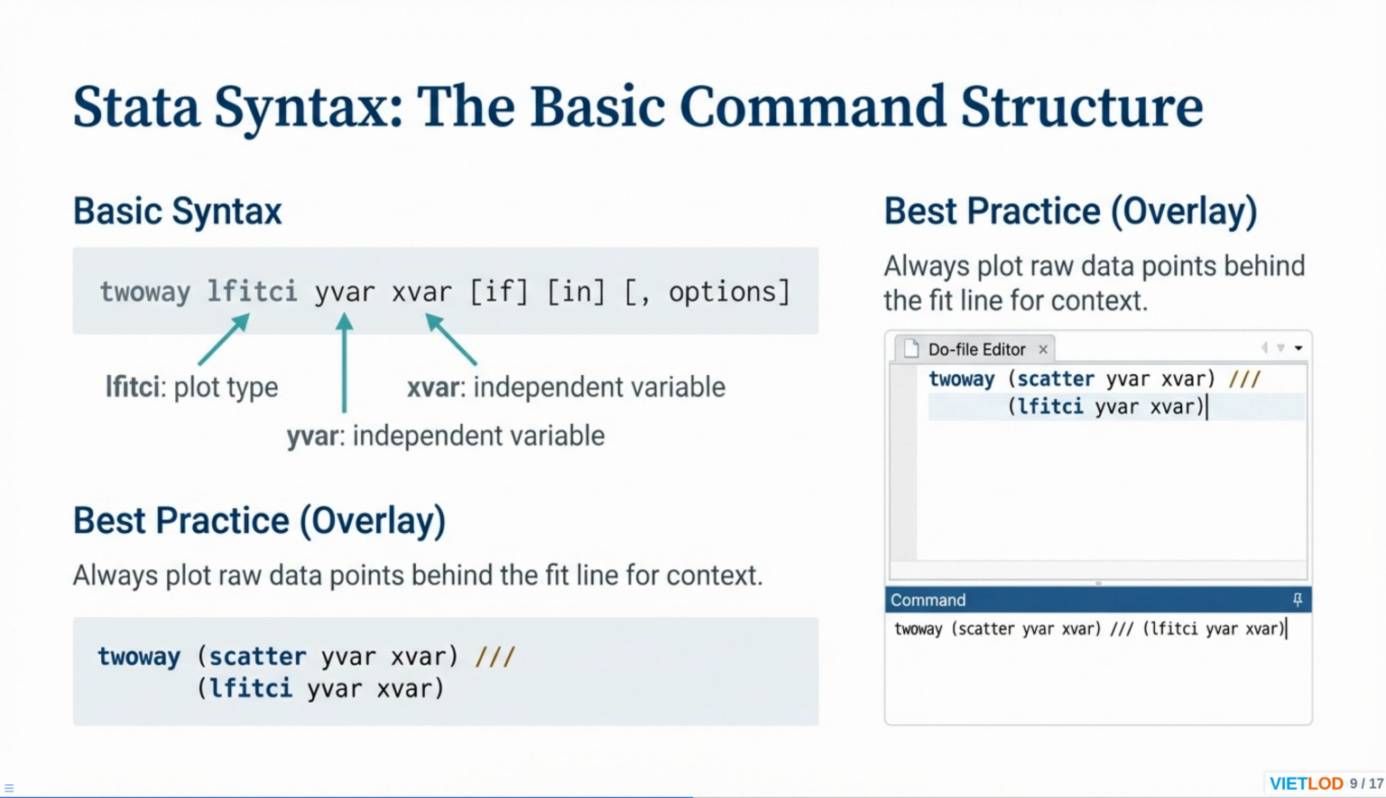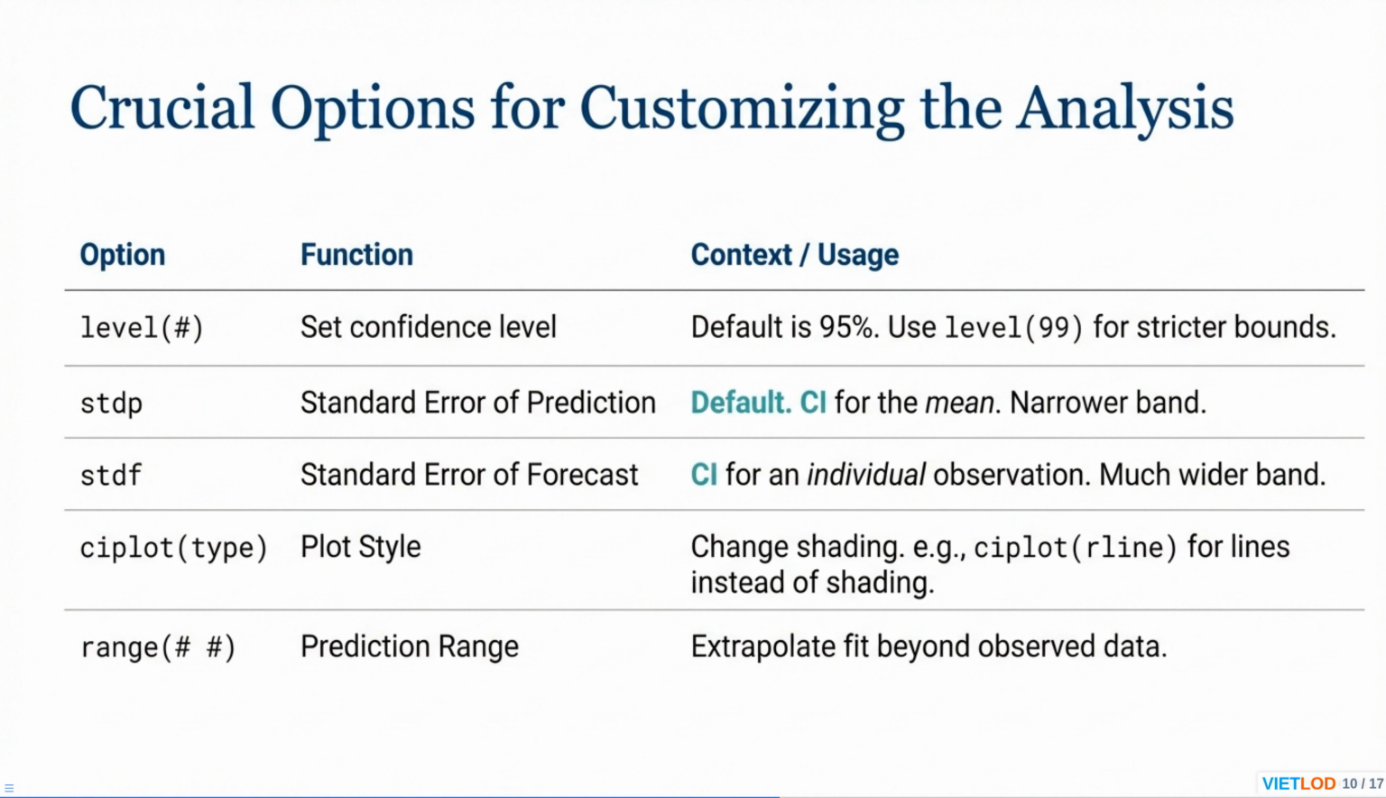To achieve this overlay, you simply enclose each plot command in parentheses within the twoway command, like this: twoway (scatter yvar xvar) (lfitci yvar xvar). The triple slash, three slashes, is merely for readability in your do file, allowing you to break long commands across multiple lines. For instance, if you're plotting food expenditure against income, your best practice command would be twoway (scatter food_expense income) (lfitci food_expense income). Beyond this basic structure, Stata offers several powerful options to customize the analysis, which we'll explore next.